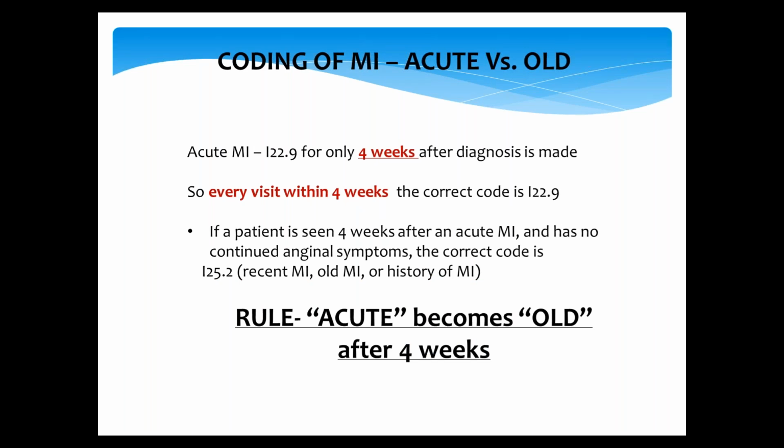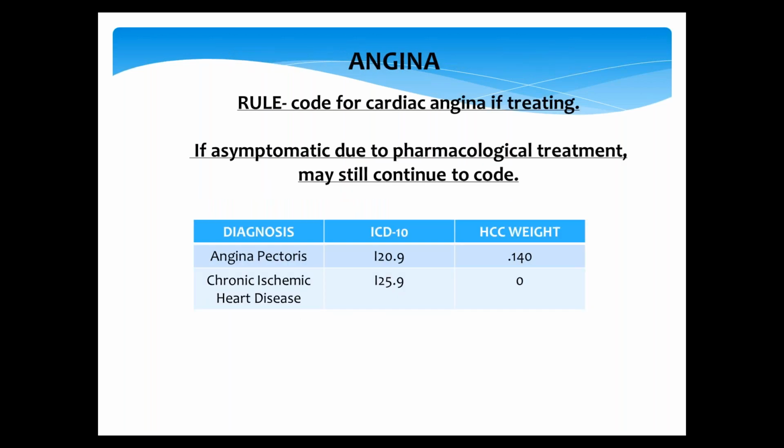Coding of acute MI is only for 4 weeks after the diagnosis. So every visit in those first 4 weeks is coded as I21.9. However, after 4 weeks, if there are no continual anginal symptoms, then you have to use recent, old, or history of MI, I25.2. Remember, if they still have some angina, you want to code that angina. So the rule is acute becomes old in an MI after 4 weeks.